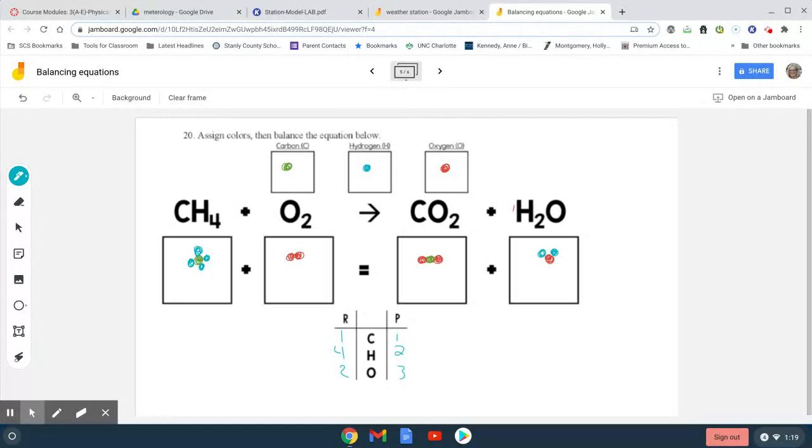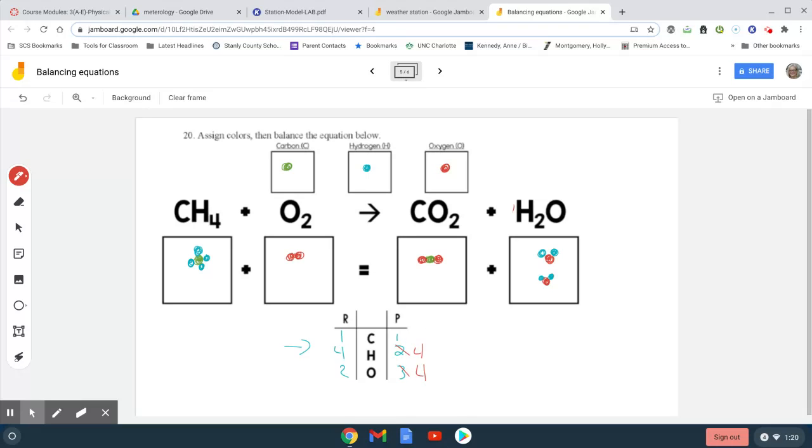I'm going to start right here with my hydrogens. I'm going to try to get them to 4. So if I want them to be 4, I am going to add another water molecule here. So I'm going to need my hydrogens plus my oxygens. Alright, I have 1, 2, 3, 4. So now I have 4 oxygens. I have 1, 2, 3, 4, 4 carbons.